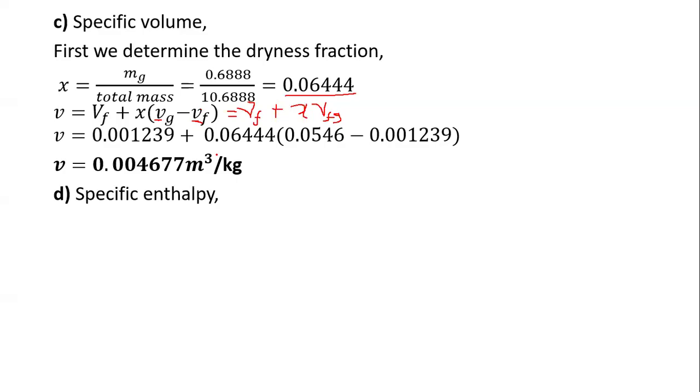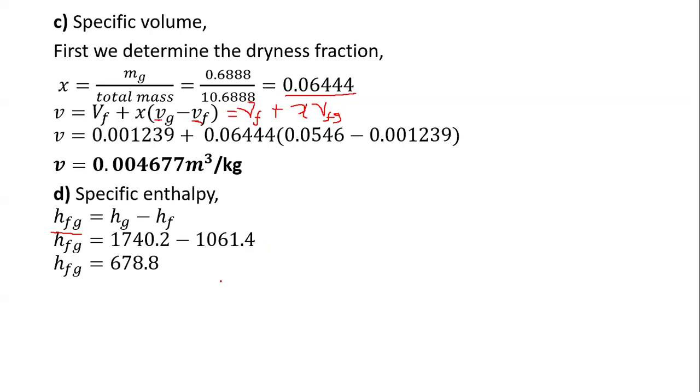Let's go to specific enthalpy. We'll write the same thing. First, let's calculate this one separately. If we want, we can even plug it in like that, but for a change, I decided to do it that way. So hfg, which is hg minus hf, gives me 1740 minus the number we're given for this, 1061.4. So our answer is 678.8.